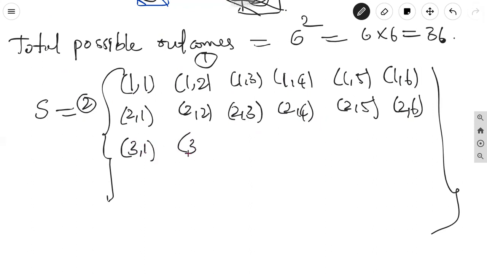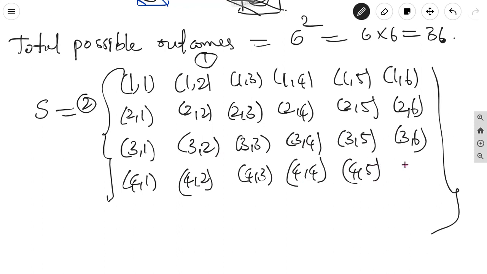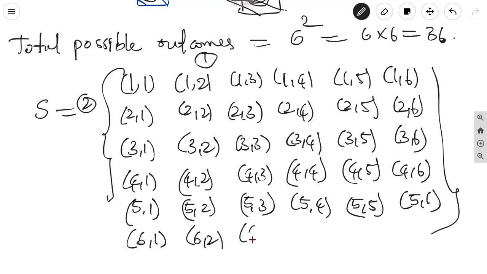3 comma 1, 3 comma 2, 3 comma 3, 3 comma 4, 3 comma 5, 3 comma 6, 4 comma 1, 4 comma 2, 4 comma 3, 4 comma 4, 4 comma 5, 4 comma 6, 5 comma 1, 5 comma 2, 5 comma 3, 5 comma 4, 5 comma 5, 5 comma 6, 6 comma 1, 6 comma 2, 6 comma 3, 6 comma 4, 6 comma 5, 6 comma 6.